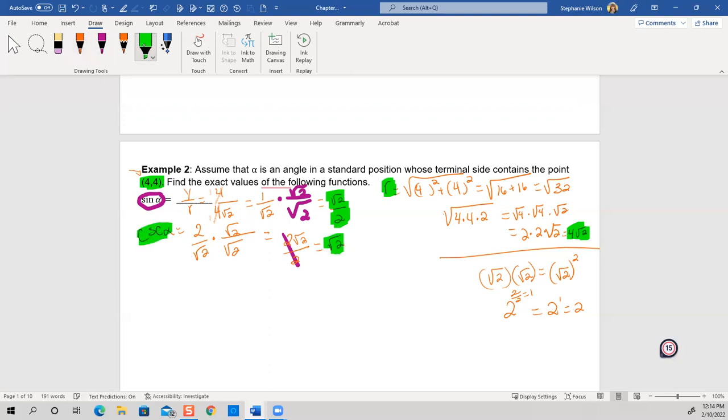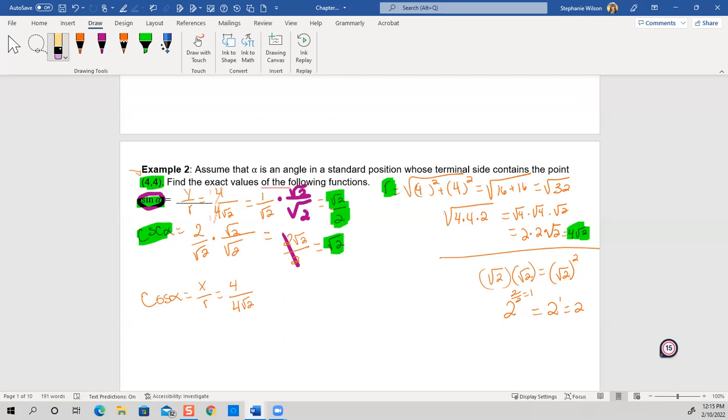All right, now let's find cosine. Well, cosine of alpha is x over r. We know what x is because the ordered pair said it's 4. We know what r is because we solved it and we got 4 square root of 2. This one works out nice and pretty. This doesn't always happen because you don't always get the same x and y value in an ordered pair. But this one works out just like the sine did.